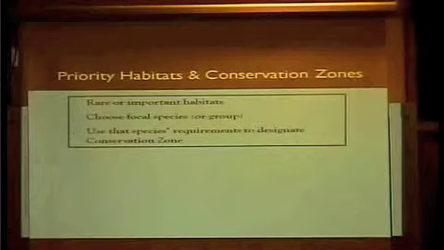For these, we choose a focal species of conservation concern. In most cases, a species or group of species that we know is rare in the region or in the state or declining. We look at their life history requirements, their ecological requirements, and consider what part of the landscape these species or groups of species need in order to sustain populations in the long term.